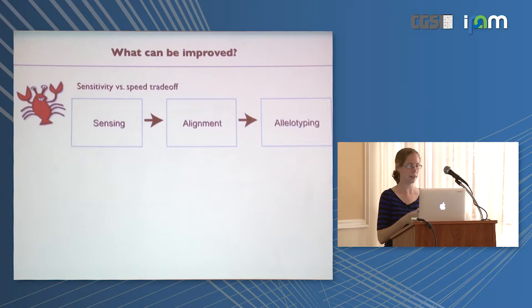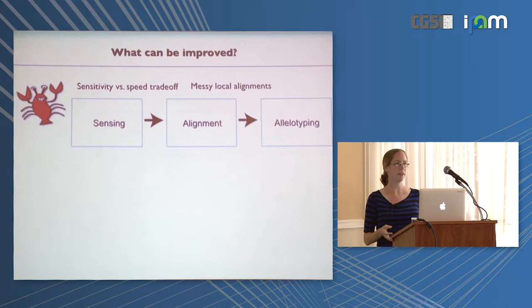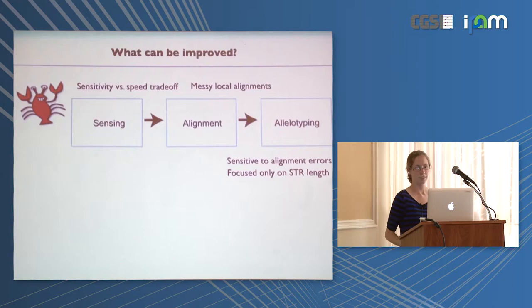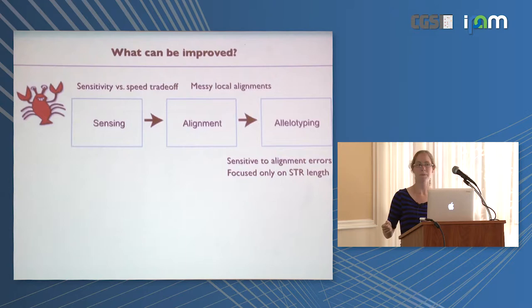Alignments at these repeats are still pretty messy. Maybe we can get the read to the right place, but local realignment can be really difficult, especially with sequencing errors or messy repetitive regions surrounding your STR, so that's still a big challenge. In our allele typing step, you'll notice I didn't have any term accounting for errors, so we're really sensitive if, say, a read is accidentally aligned to the wrong location and has some outlier genotype. Our allele typing model is really sensitive to that. We also only focused on the length of the STR. We didn't do anything about sequence variants inside of the STR that we might care about for different types of applications.